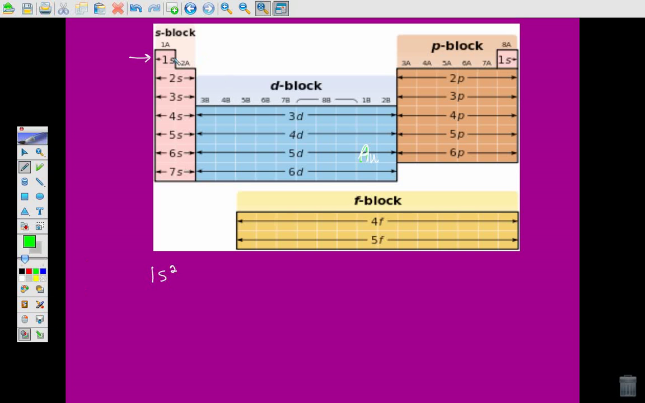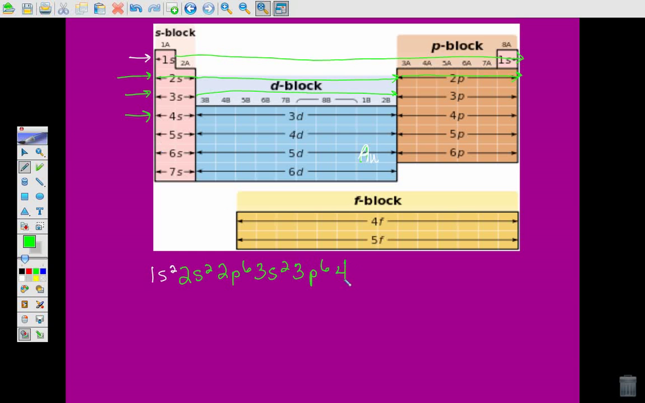So we would have 1s2. We're going to cross the ravine. We've filled our 1s. You come back. We're going to go all the way through our 2s block. So that's 2s2. Cross the ravine. We're going to hit 2p6. We're not to gold yet. Come back to the beginning. 3s2. Cross the ravine. 3p6. Back to the beginning.